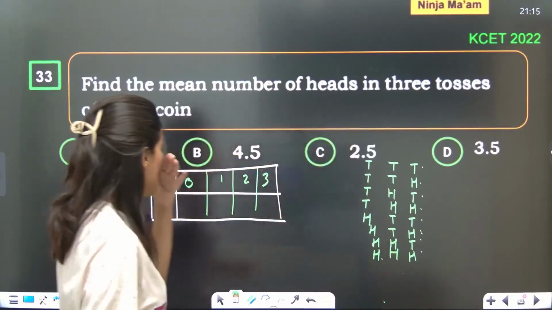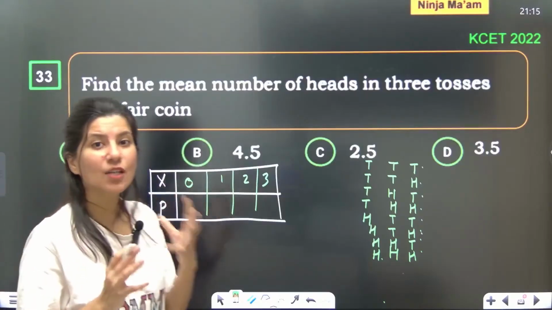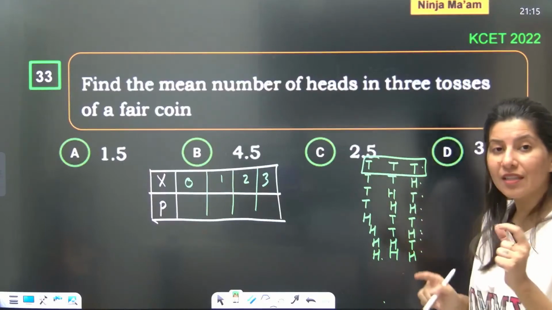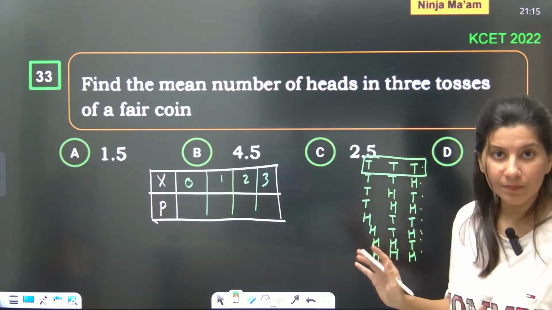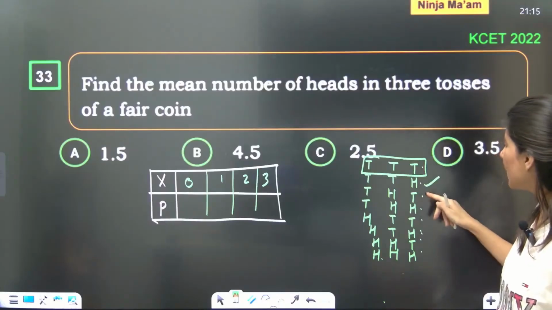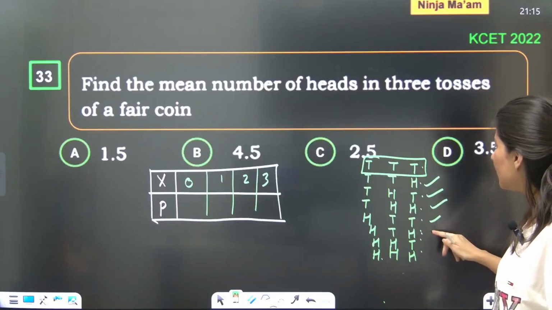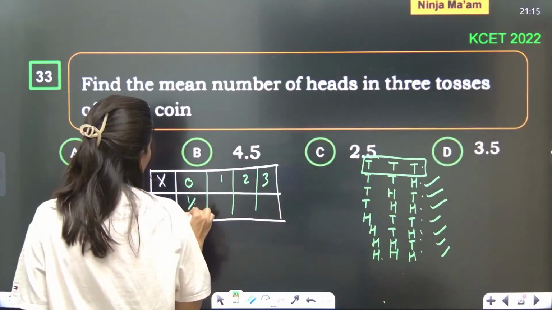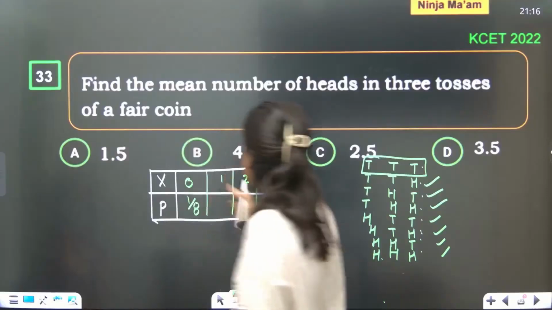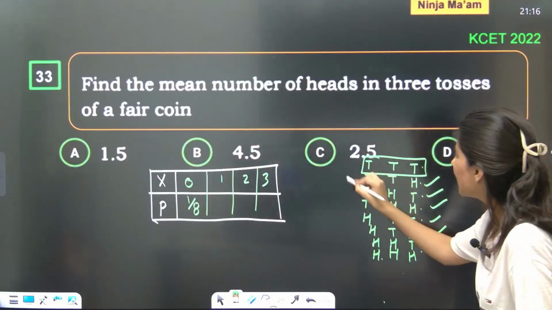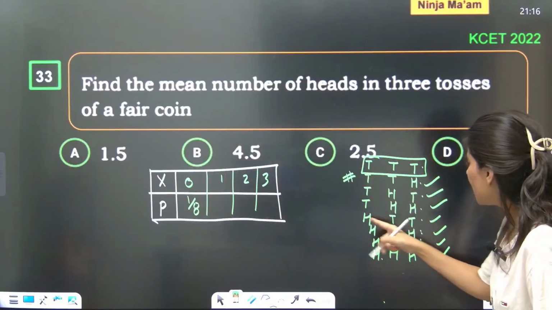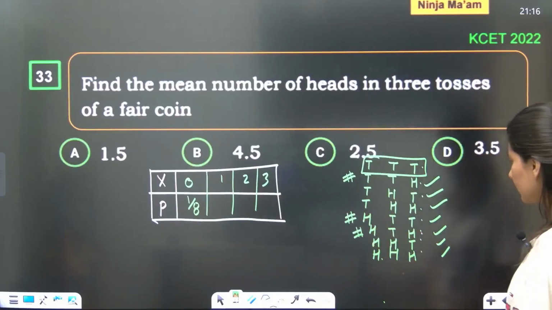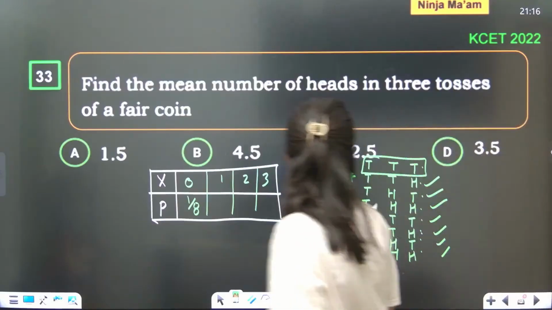So over here, when the number of heads is 0, what is the probability? Can you see, the number of heads is 0 in only one case, which is triple T. In the rest, the number of heads is 1, 1, 2, 1, 2, 3. So the probability will be 1 by 8. Then the number of heads being 1: this is one case, one more case, one more case, that's it. So 3 by 8.